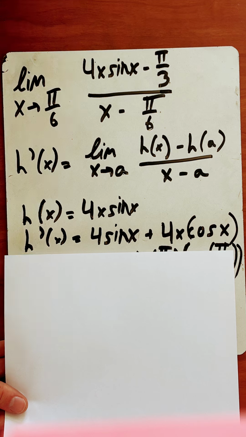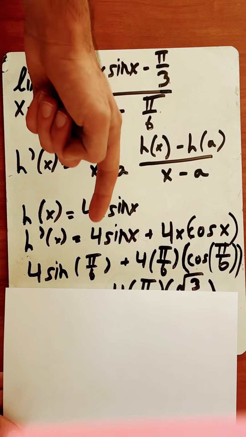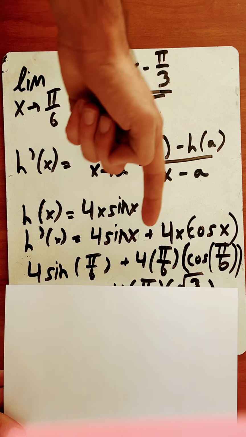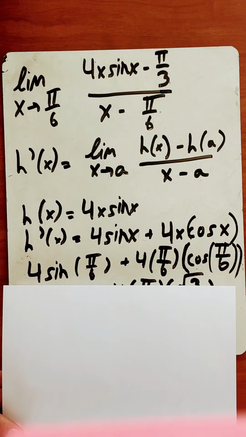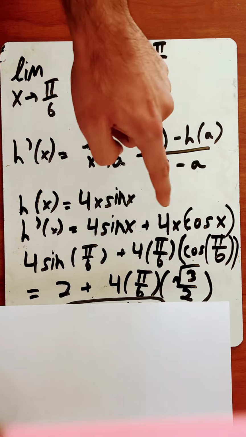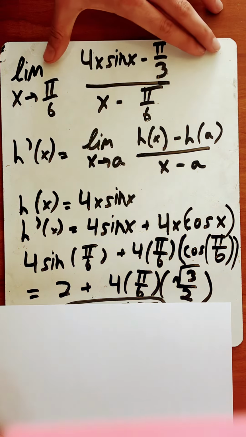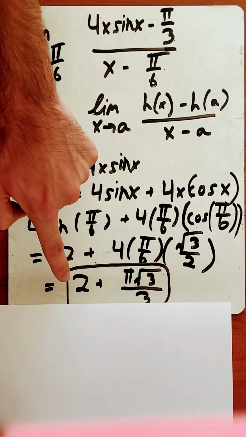And then after that, all you have to do is plug in pi over 6 into this derivative expression here, and that would leave you with this long expression here. So sine of pi over 6 is just a half. 4 times a half is 2. And then continuing on over here, cosine of pi over 6 is square root 3 over 2. And then when multiplying this all out, you would be left with your 2 as you got here.